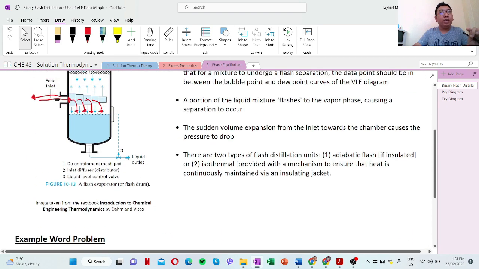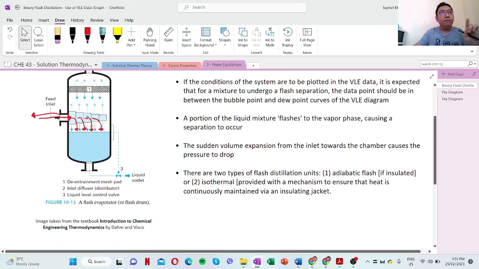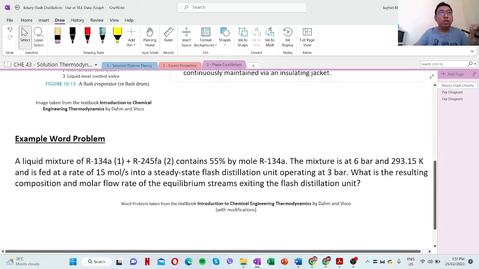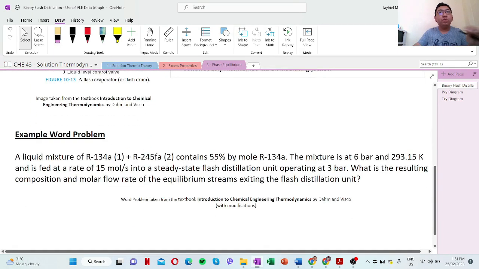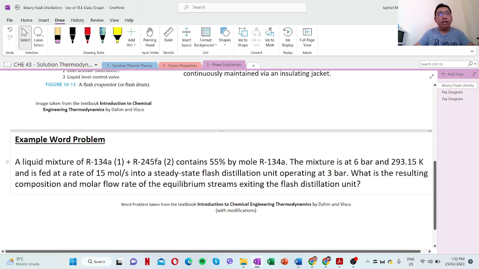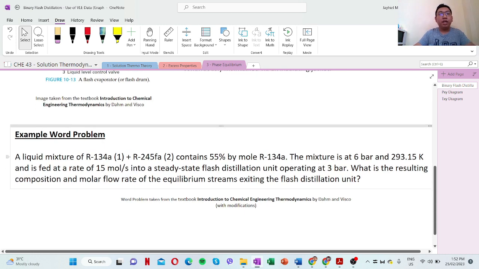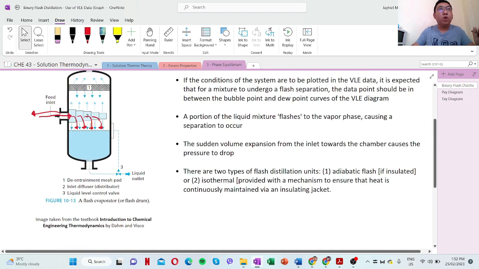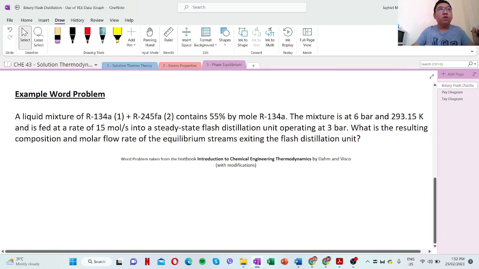By the way, I took the word problem and the image from the textbook Introduction to Chemical Engineering Thermodynamics by Dahm and Visco. I do not own this image. The example word problem, I also took from the textbook, but I modified the values a little, but essentially it's not mine. I am just using this for educational purposes. Okay, so let's go to the example word problem.